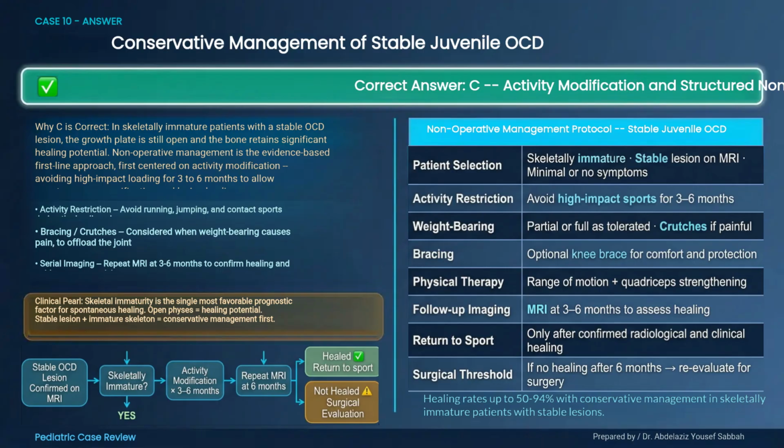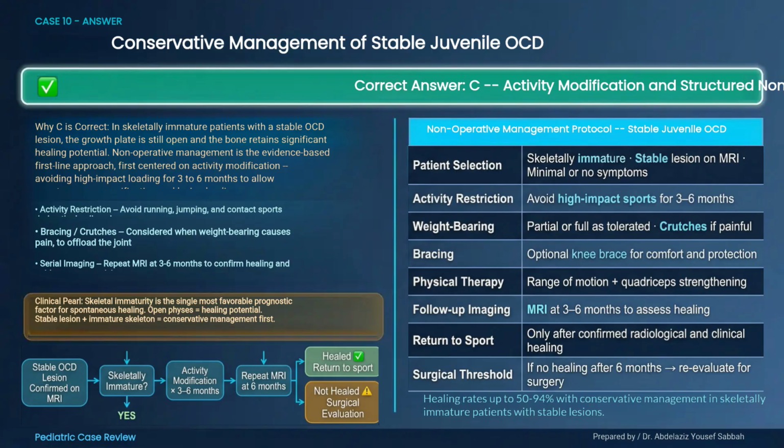In skeletally immature patients with a stable osteochondritis dissecans lesion, the growth plate is still open and the bone retains significant healing potential. Non-operative management is the evidence-based first-line approach centered on activity modification, avoiding high-impact loading for 3 to 6 months to allow spontaneous reossification and lesion healing.